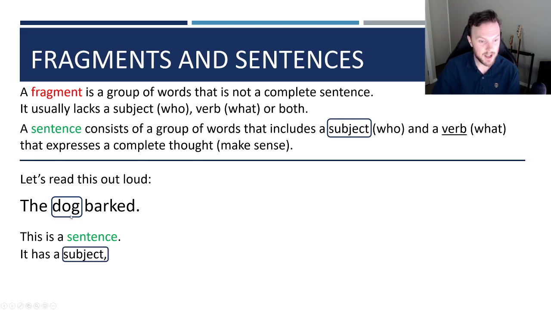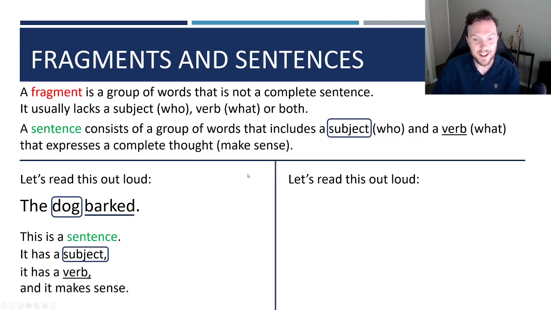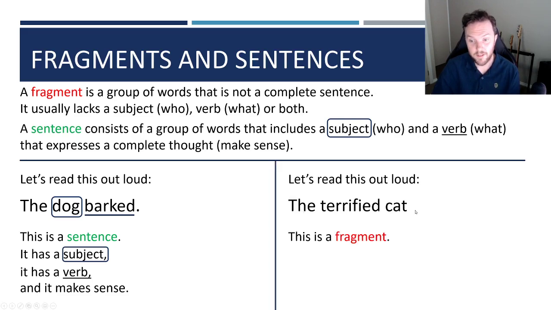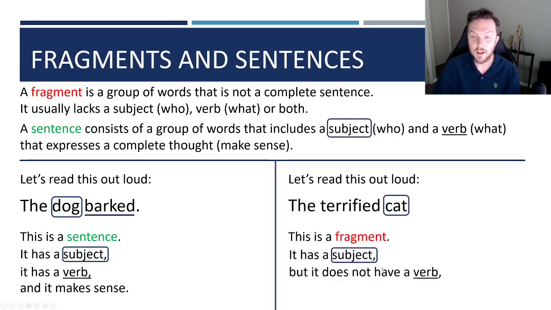It has a subject, and notice that the subject is circled here and in the sentence. It has a verb, and it makes sense. All right, and then an example of a fragment. The terrified cat. It has a subject, but it does not have a verb. All right, so we would do this.